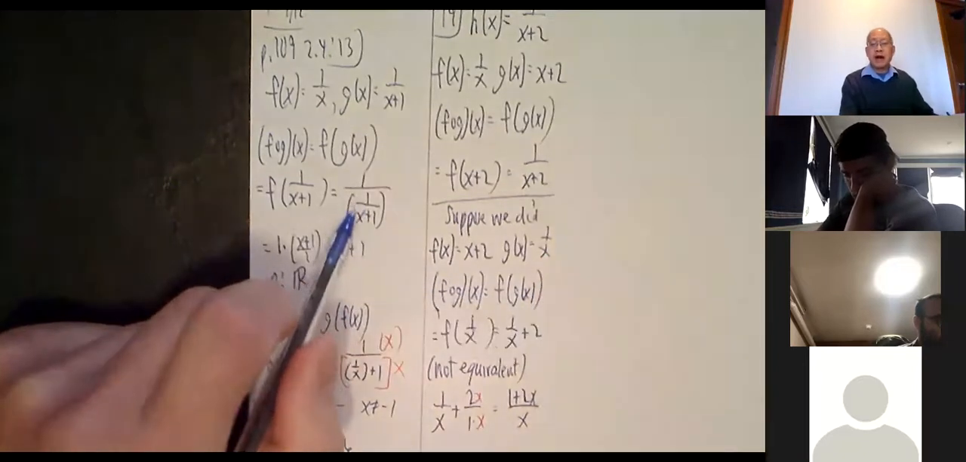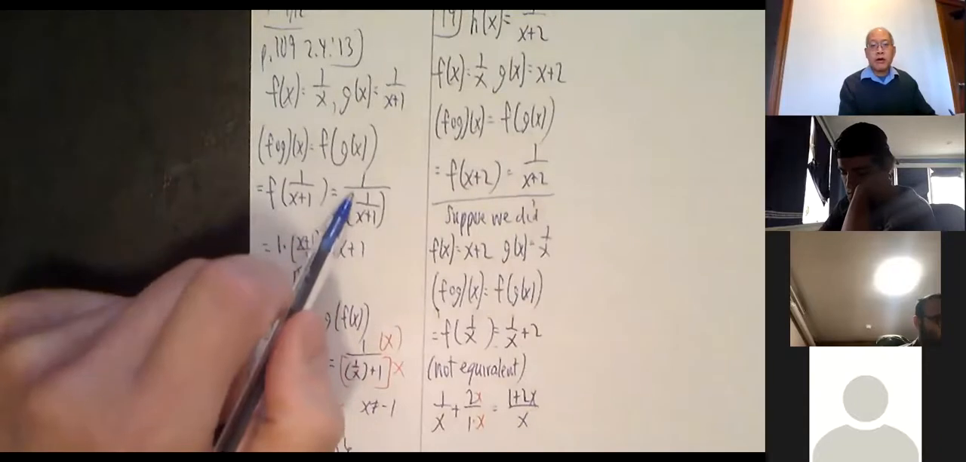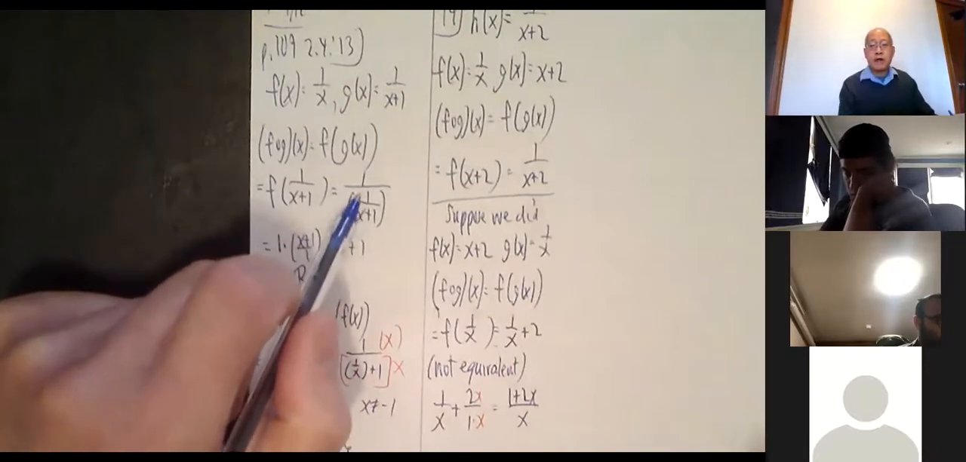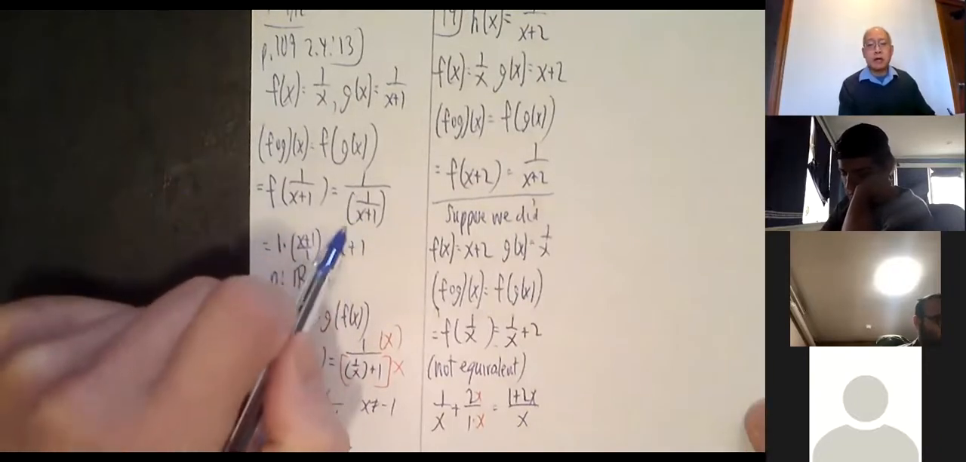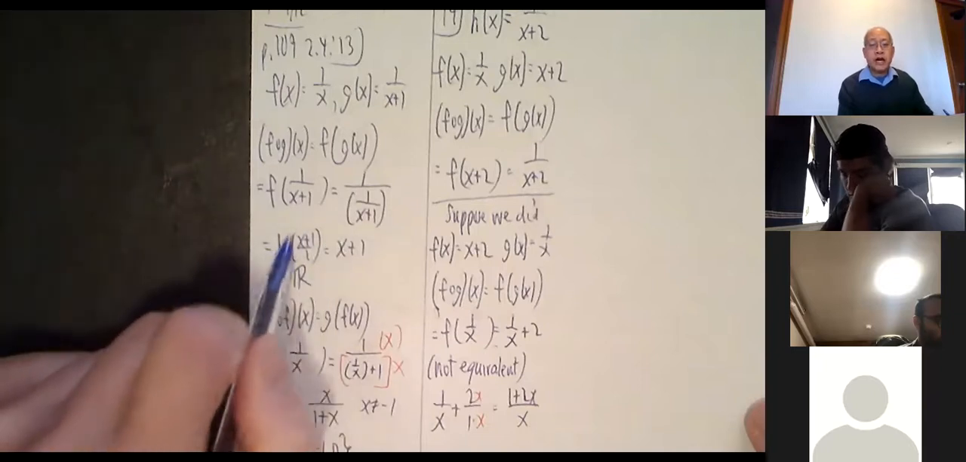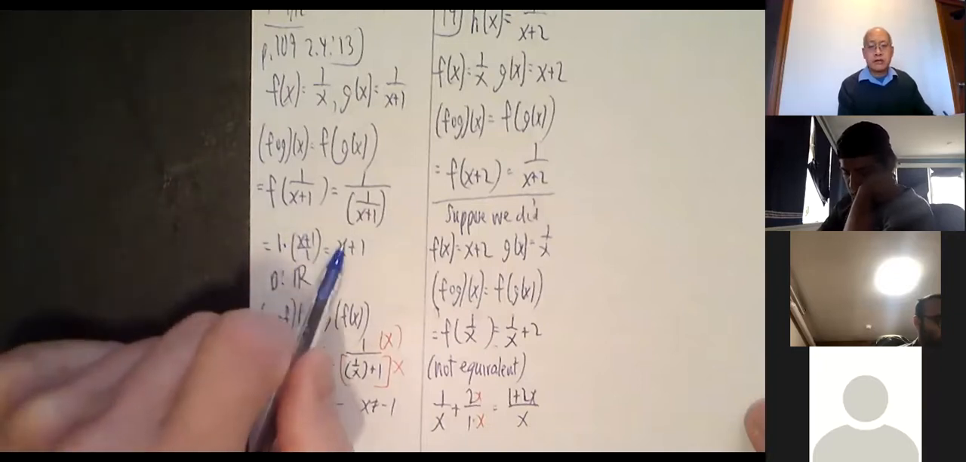Which means I'm dividing by a fraction. That looks bad. 1 over x plus 1. But recall, if you divide by a fraction, you multiply by the reciprocal. So it's 1 times x plus 1 over 1, which is x plus 1.